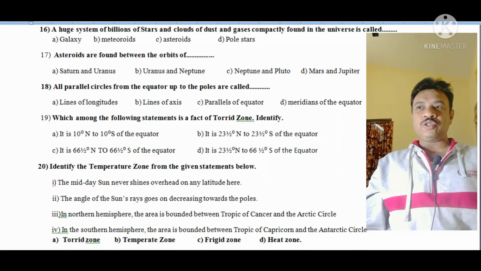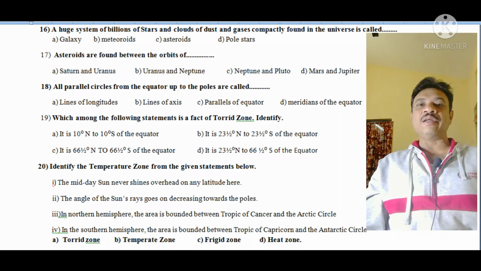Identify the temperature zone from the given statements. The midday sun never shines overhead on any latitude here. The angle of the sun's rays goes on decreasing towards the poles. In the northern hemisphere, the area is bound between the Tropic of Cancer and the Arctic Circle, and in the southern hemisphere, the area is bounded between the Tropic of Capricorn and the Antarctic Circle. What is that zone called? Whether it is called a torrid zone, temperate zone, frigid zone, or heat zone. So you should go with your answer B.